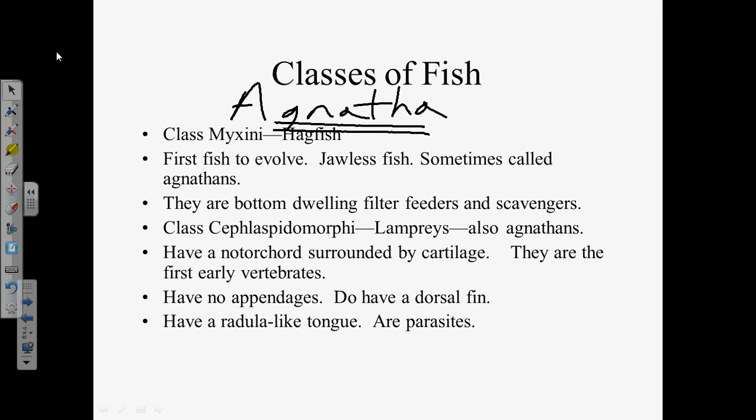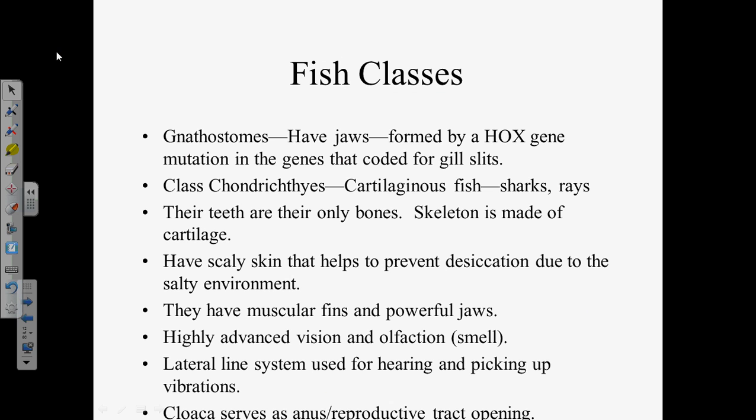Anyway, they're the first fish, no jaws, which means what they can eat is sort of limited, right? Jaws are a big deal. If you've got jaws, you can eat a lot more things than you can without them. So they're sort of limited by not having jaws. The other fish that we're going to talk about are called gnathostomes. Again, remember, this part of this word means jaws, and this part of the word means mouth. So mouth with jaws.